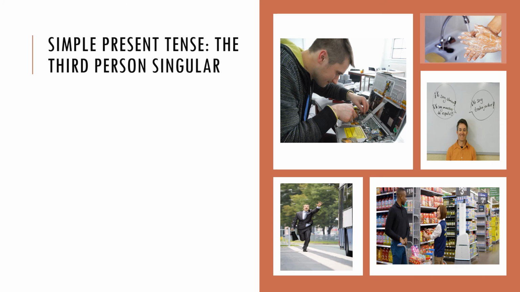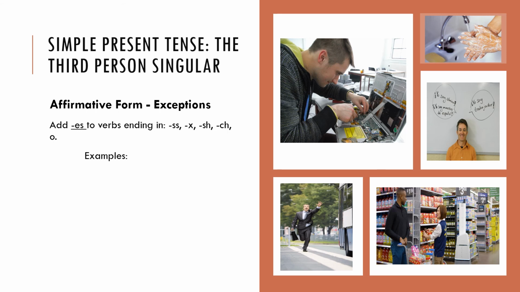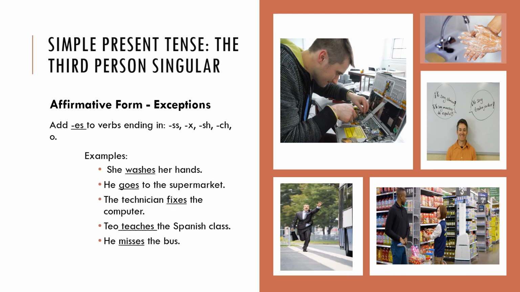Simple present tense, the third person singular. In affirmative form, more exceptions. You have to add ES to verbs ending in double S, X, SH, CH, and O. For example, she washes her hands. He goes to the supermarket. The technician, maybe he or she, fixes the computer. This is affirmative form. Teo teaches the Spanish class. He misses the bus.